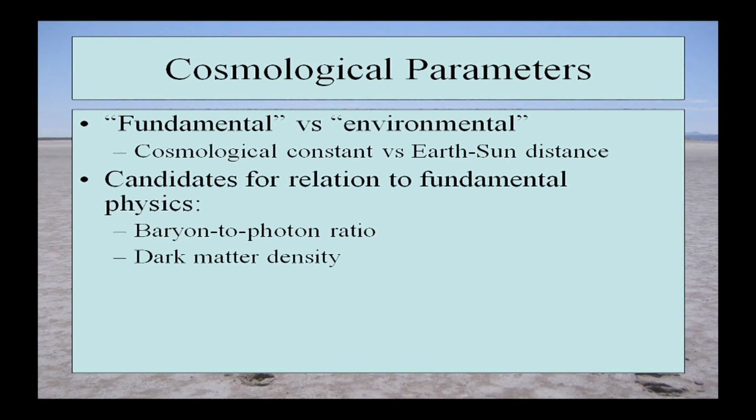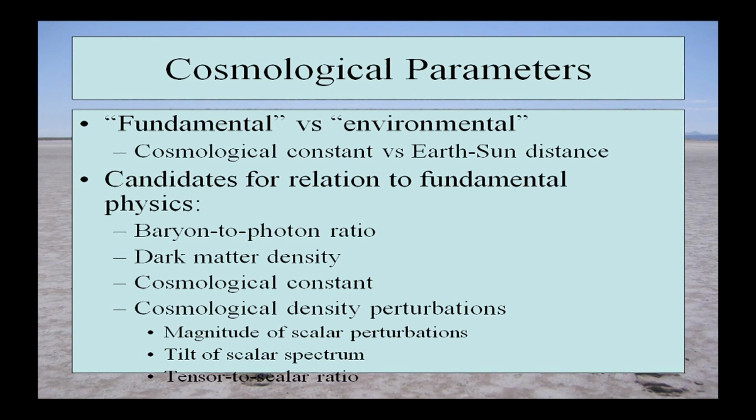Well, how about the baryon to photon ratio? That is something that we should be able to calculate a la Sakharov from fundamental physics constants. The dark matter density, if only we could discover supersymmetry, the fundamental constants of supersymmetry, the masses, etc., would enable us to calculate the dark matter density. The cosmological constant itself, surely, we should be able to consider that within the framework of fundamental physics.